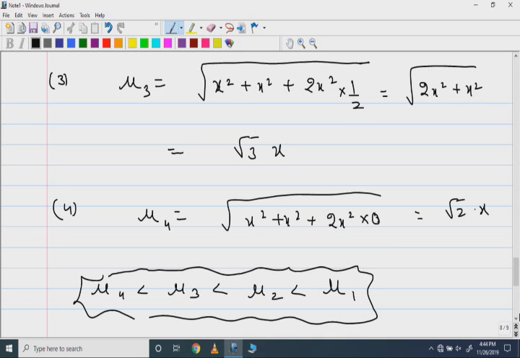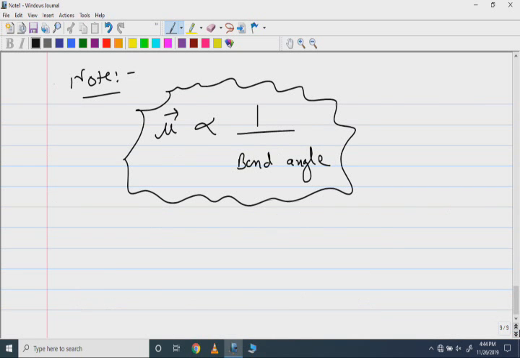Shillong, Itanagar. Are you clear with this one? Okay. Then note down this. This is the important part.